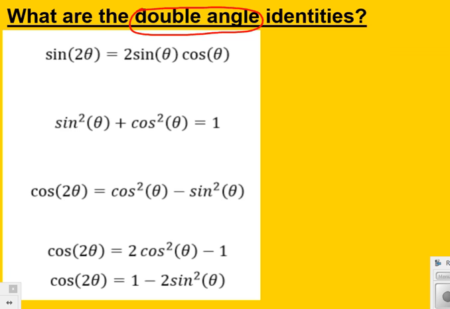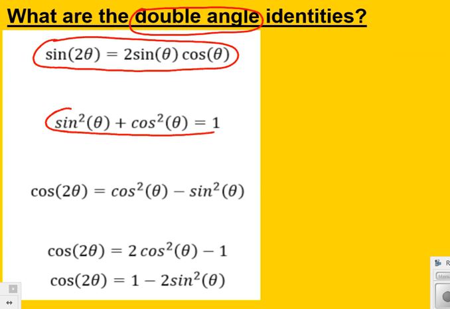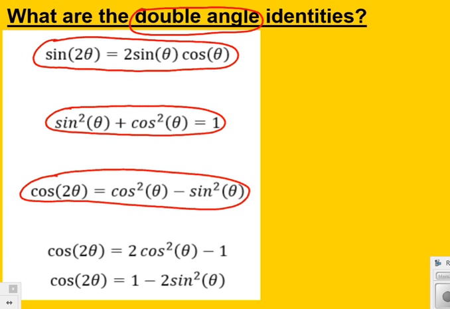There's a really nice proof in your textbook. This is the double angle identity for sine 2 theta. And here's the identity that we've just looked at. Some people call that a Pythagorean identity. And here's a double angle identity for cosine 2 theta. Now they're all proved in the textbook. But let's look at cosine 2 theta because there are 3 ways this is expressed and they're all equivalent.